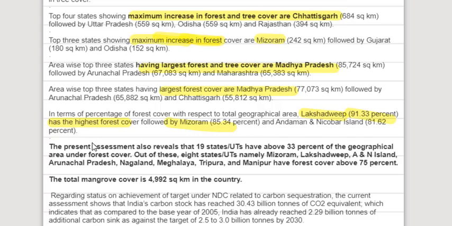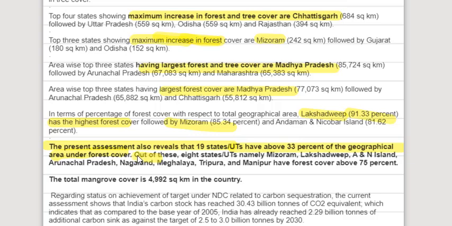The present assessment also reveals, this is important, you can place it in the conclusion, showing how India is developing. The present assessment reveals 19 states or UTs have about 33% of the geographical area under the forest cover. India targeted that 33% of the total geographical area will be covered under the forest. What we can see, 33% of the geographical area are under forest cover.